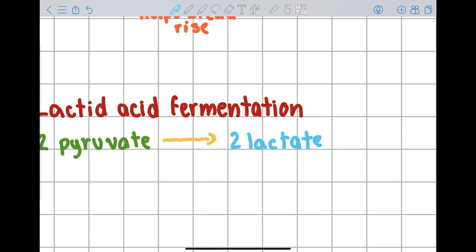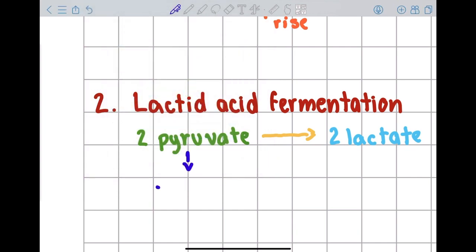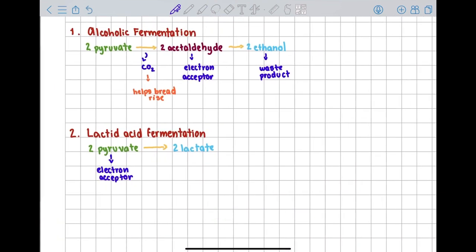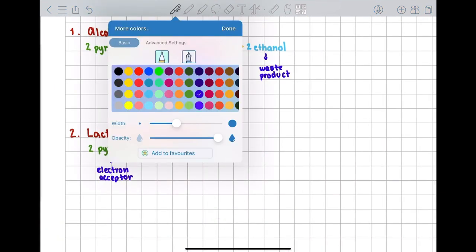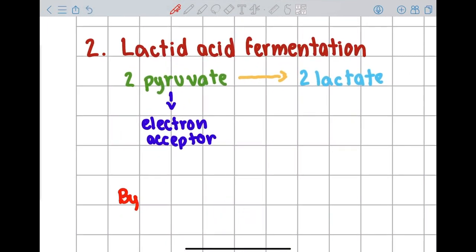However, how are we going to get our NAD+ back? Well, in this case, pyruvate is going to be functioning as the electron acceptor. By doing this, NADH is once again oxidized into NAD+, and glycolysis can keep going.